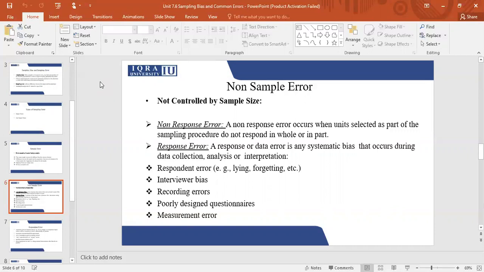The second is the response error. A response error is basically something that happens when you're collecting the data. For example, there can be a respondent error where the people have lied to you, or they forgot.